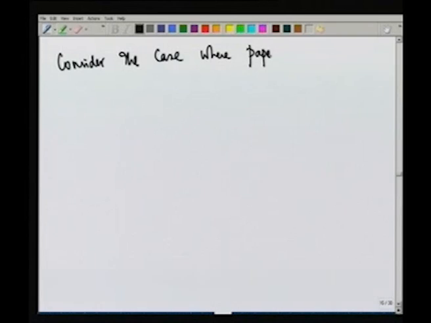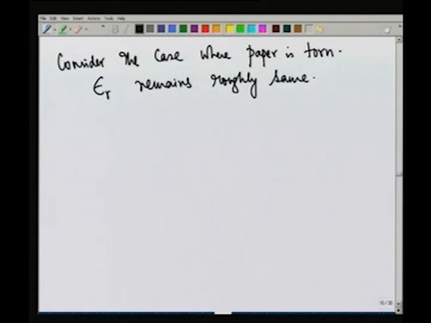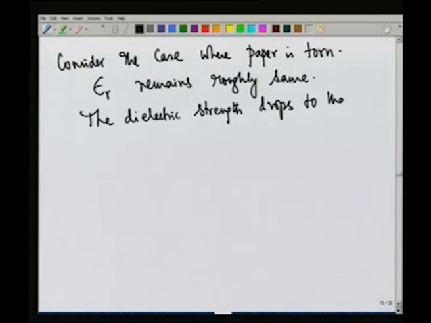Now in order to illustrate, let me consider a situation where my paper gets torn. If the paper gets torn, epsilon r remains roughly the same. A small tear in the paper is not going to change the dielectric constant of the medium. However, the dielectric strength drops to that of air. You tear, there is a small gap, and that is not necessarily filled by anything because it was simply soaked in oil. So again, if we have something like a factor of 15 or a factor of 5, let us say for the dielectric strength, the voltage that the capacitor can take drops by a factor of 5.